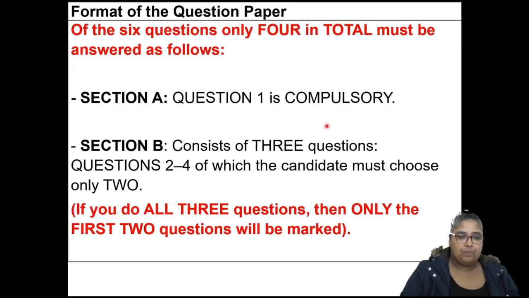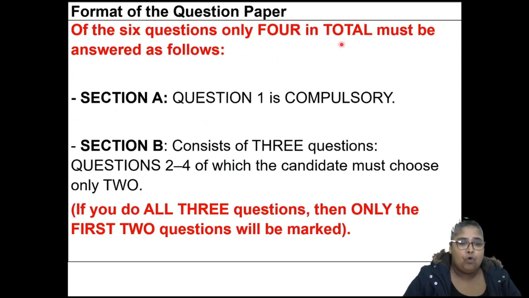So the format of your paper: of the 6 questions, only 4 in total must be answered, and you will answer these as follows. Section A, question 1, is compulsory. This means you have to answer all the questions. If you are not sure of an answer, I always tell my learners it's similar to playing the lotto. So you take a guess, but you do not leave it blank.